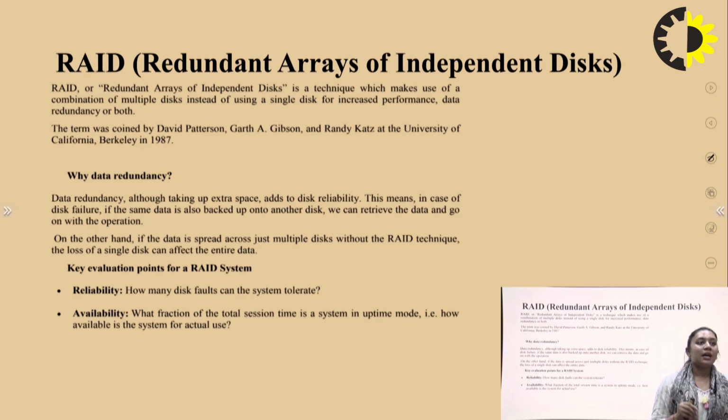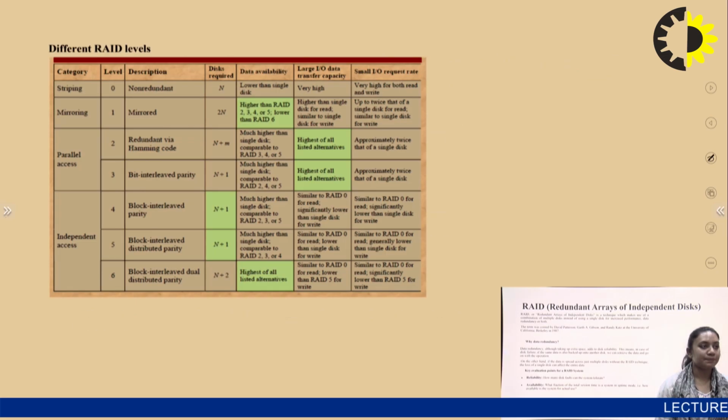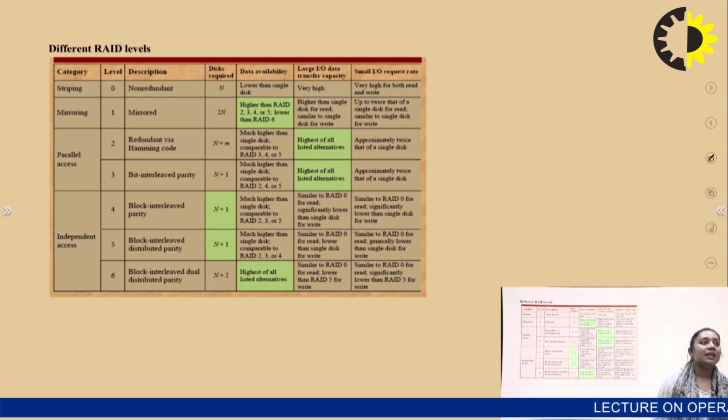There are some key points we need to remember when performing any operations in a RAID system, which are reliability and availability, right? Next, let's see the different levels in RAID. We have level 0, level 1, level 2, level 3, level 4, level 5 and level 6.